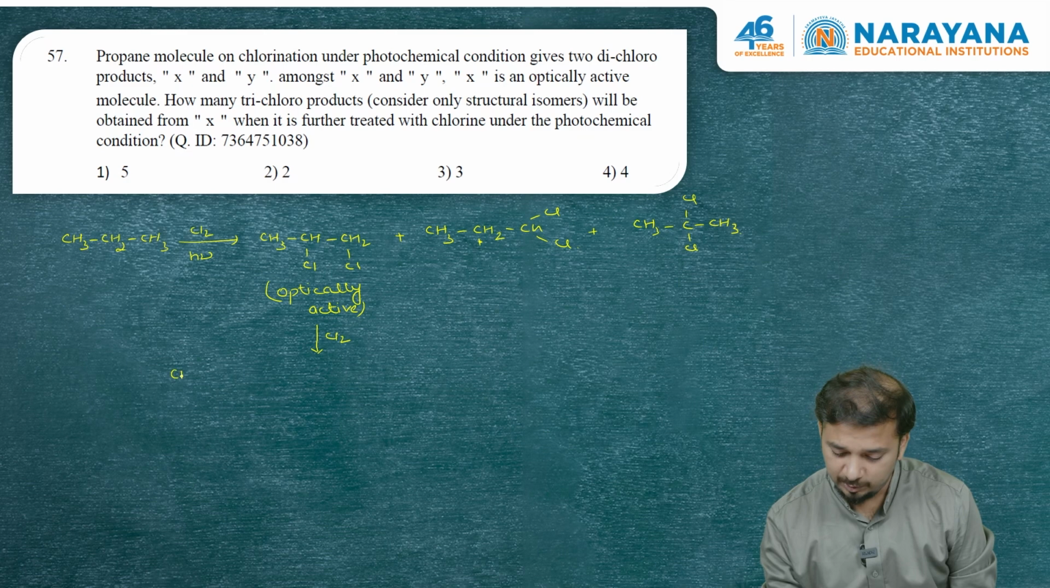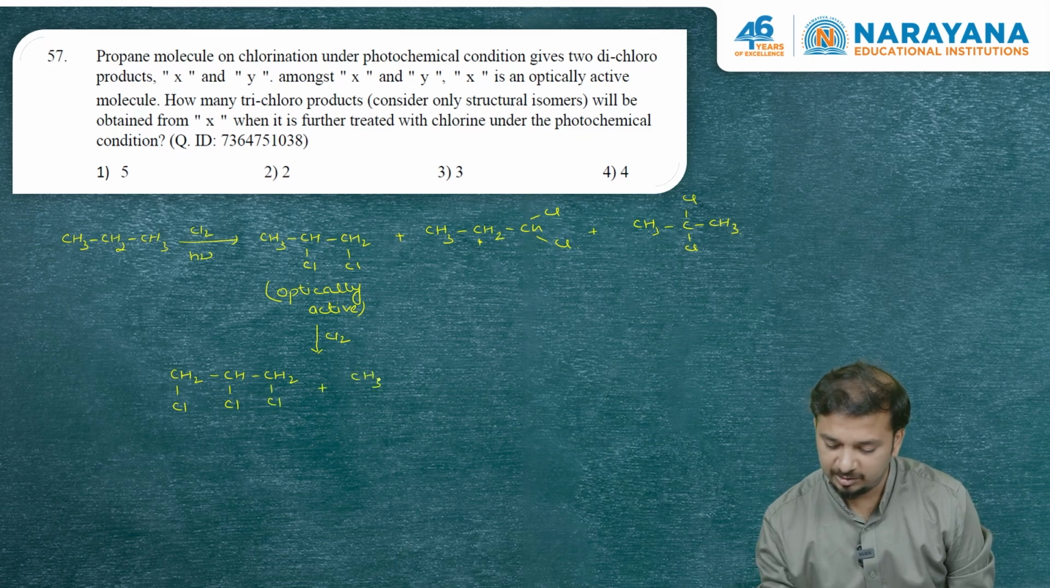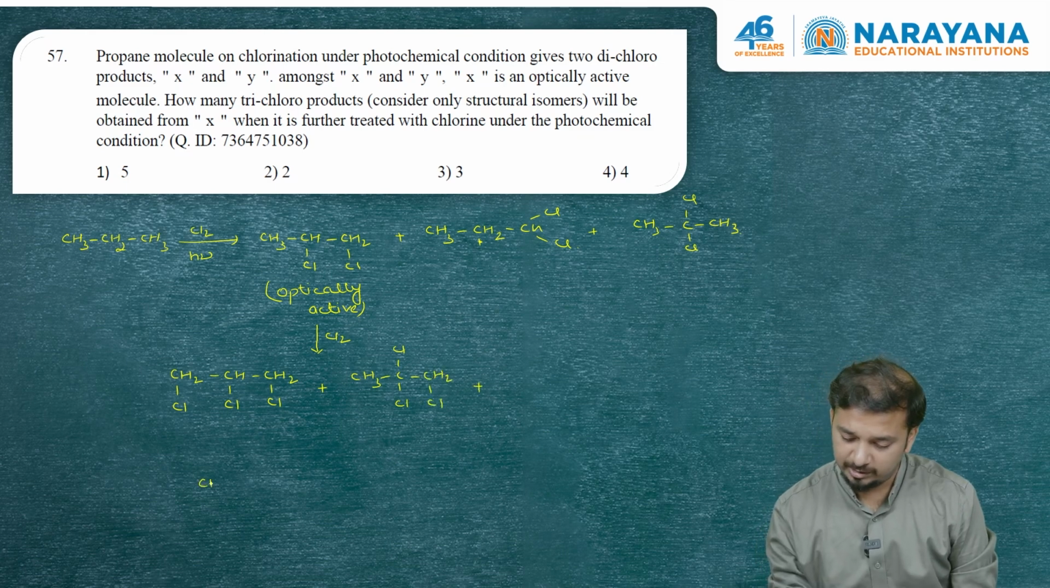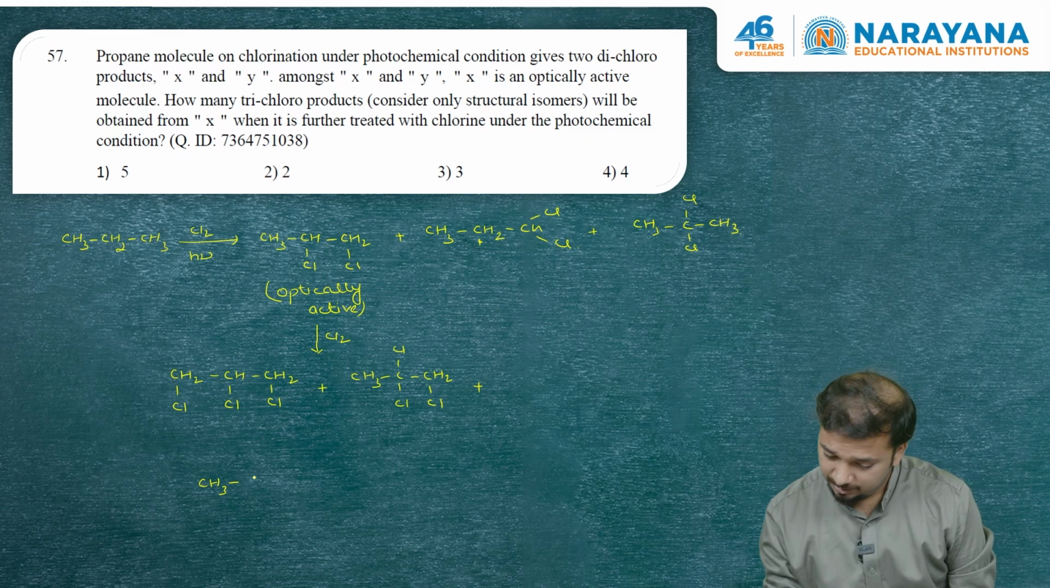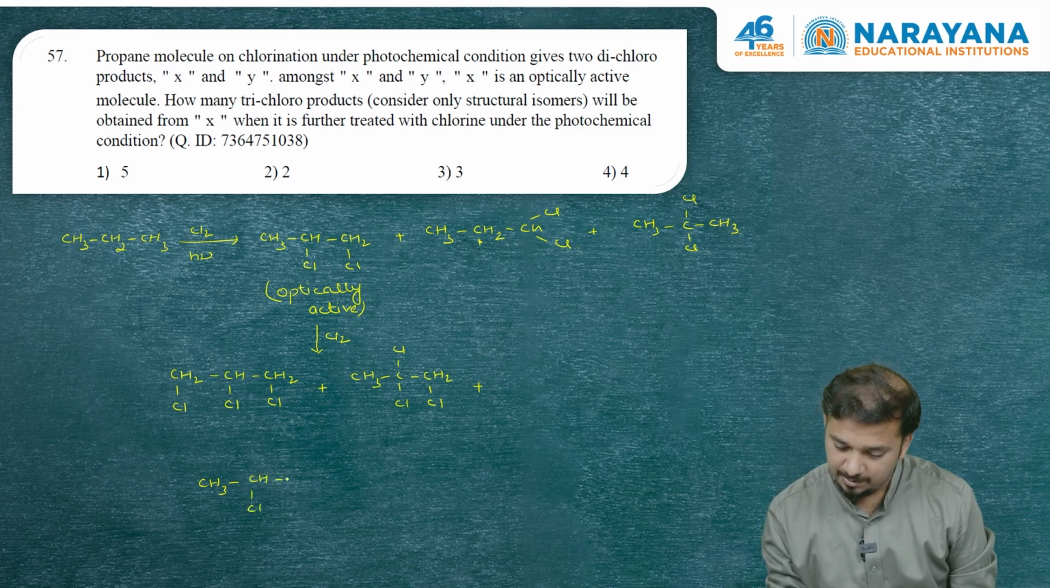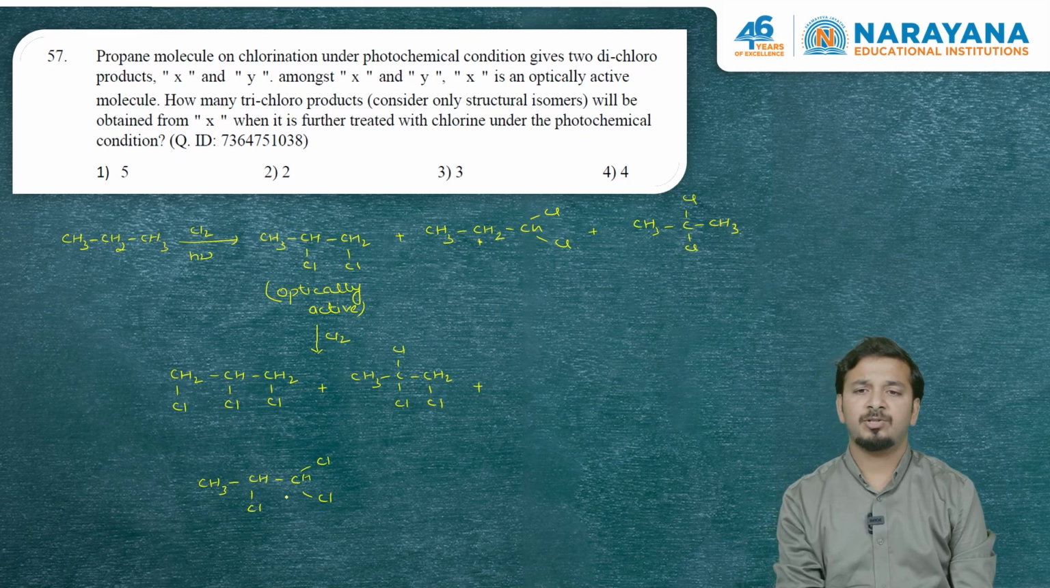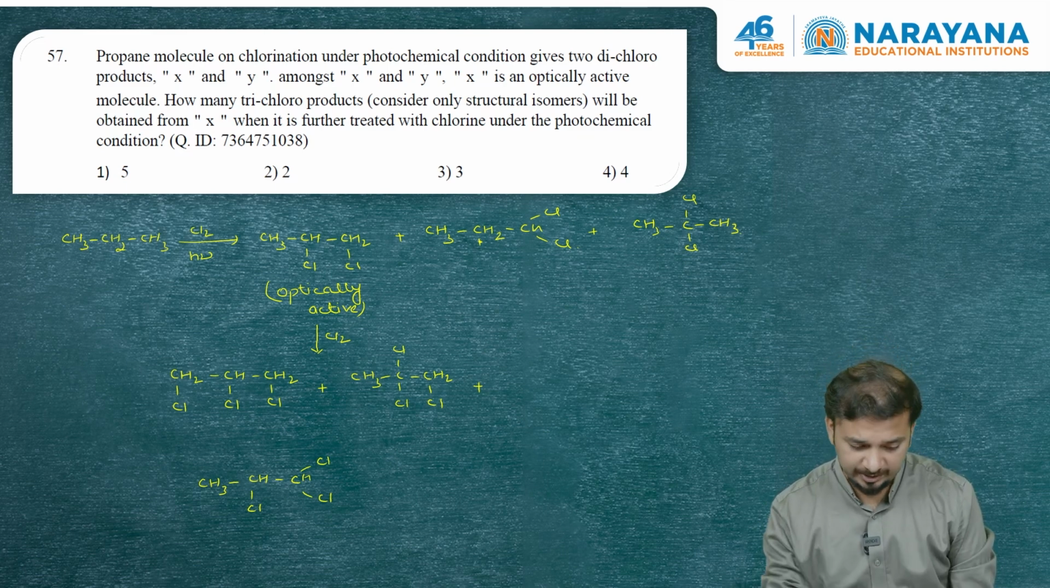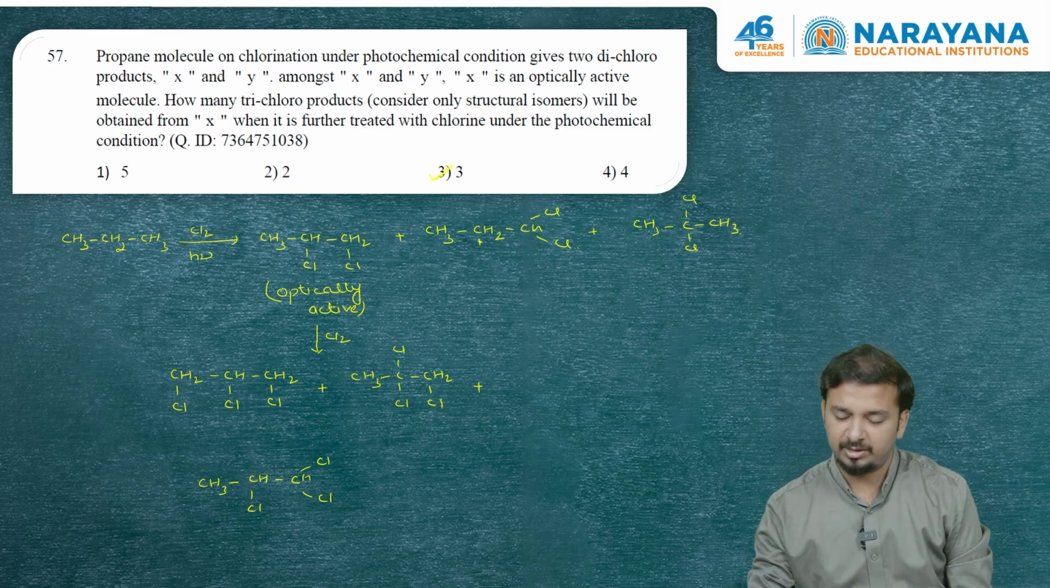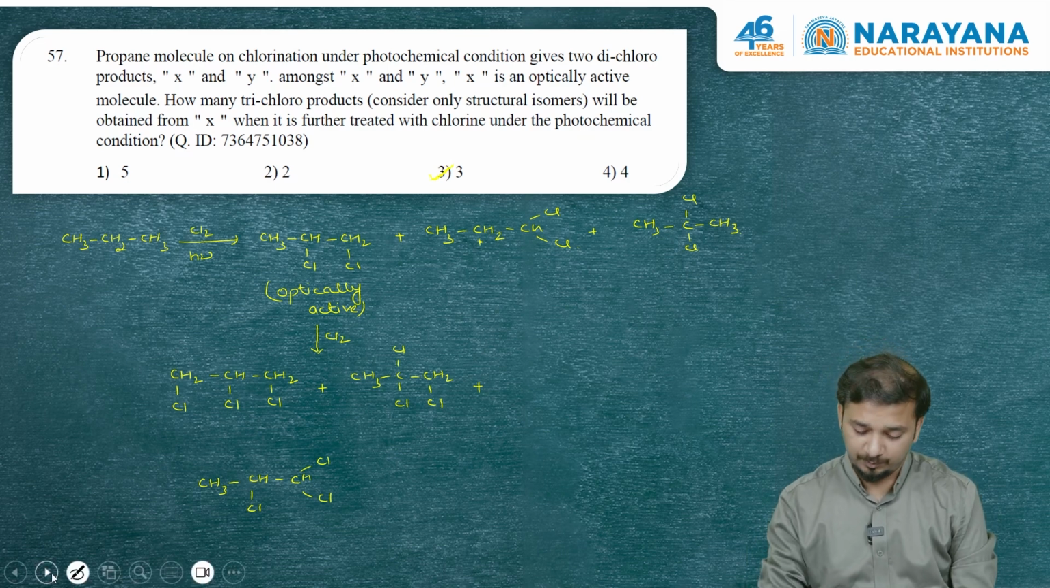So one possible product is CH2ClCHClCH2Cl, the second possible product is CH3CCl2CH2Cl, and the third possible product is CH3CHClCHCl2. So these three are the possible products. So the correct answer for this question is option 3, that 3 products will be formed.